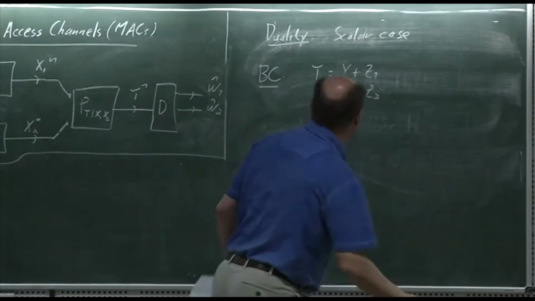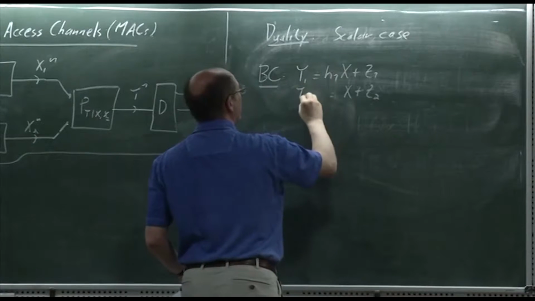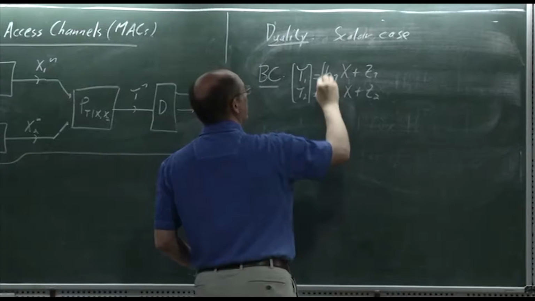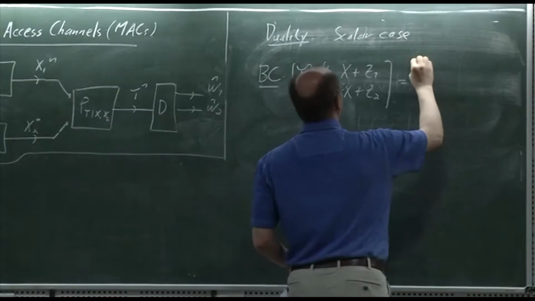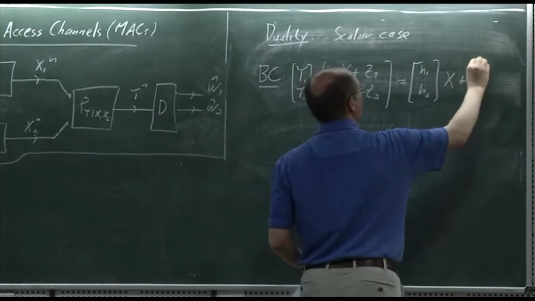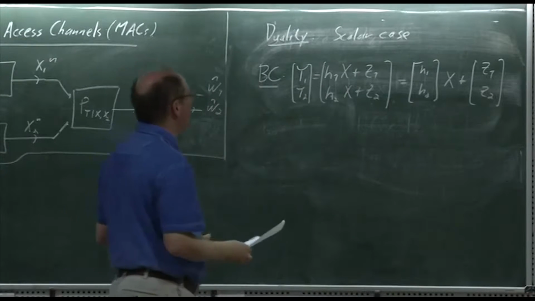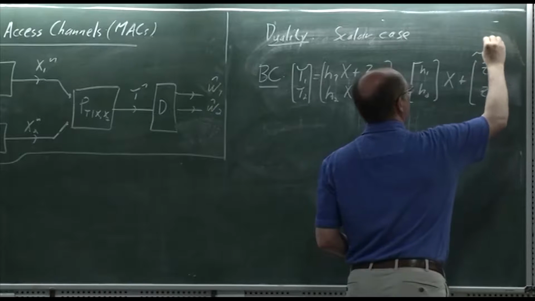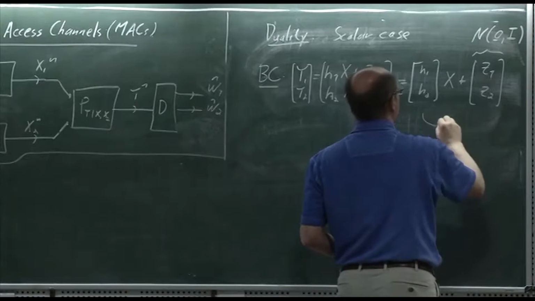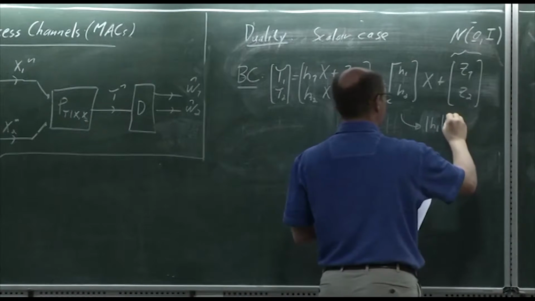And suppose we now add channel gains to it, because I do want to do that. So y1 equals h1 x plus z1, y2 equals h2 x plus z2. We can write this, of course, as a vector: y equals [h1, h2] x plus [z1, z2]. Let's suppose the noise is zero mean with identity covariance matrix, and that h1 is bigger than or equal to h2.